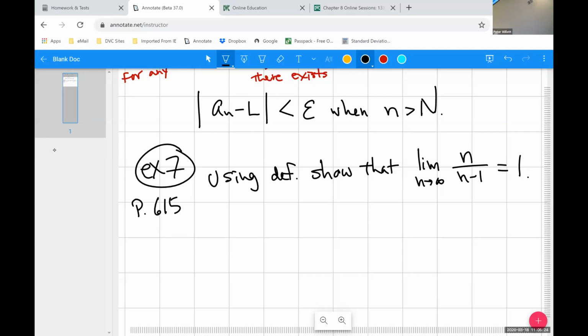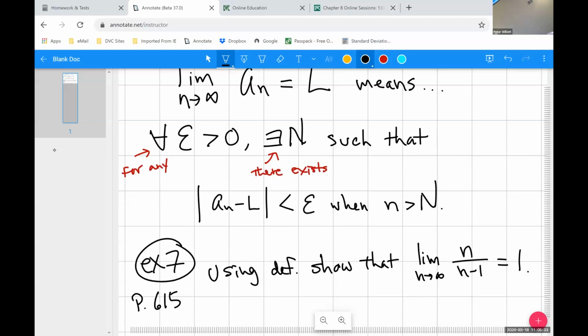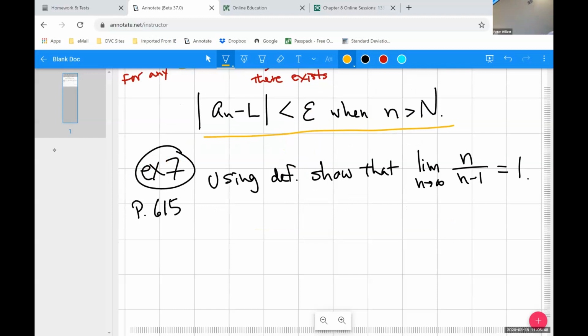So the idea is we have to find a capital value N. We have to say, well, if you give me any epsilon, no matter how small, there exists a number N that I can find that forces this to be true. And so this is the thing that we need to satisfy here. The way you write this out is you basically just say, okay, let epsilon be greater than 0.